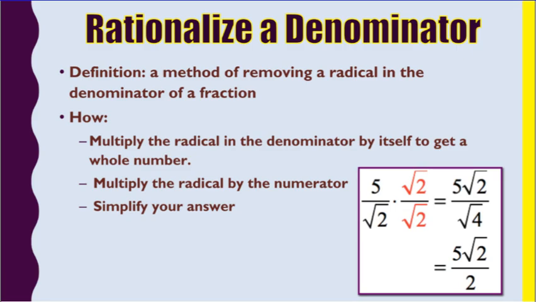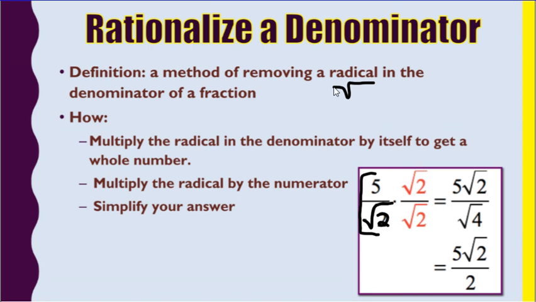Rationalizing just means a method of removing a radical, and a radical has this symbol in it, the square root symbol, in the denominator of a fraction. So if you see, we have a fraction here, and we have a radical in the denominator, so the square root of 2. To rationalize it, we need to multiply the radical in the denominator by itself to get a whole number, because a radical times itself is a whole number.